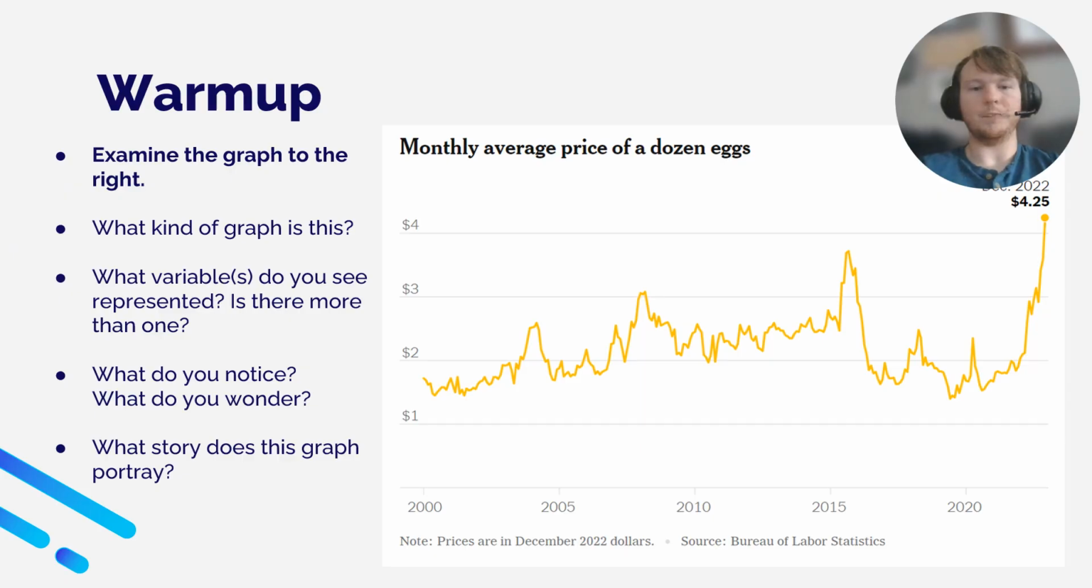four examples. For our warm-up today, we have a graph of the monthly average price of a dozen eggs for a bunch of years. Like the last class, we want students to look at this graph and try to interpret different components using the questions below.